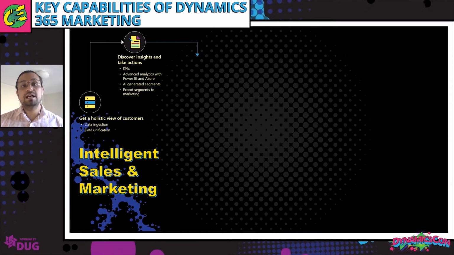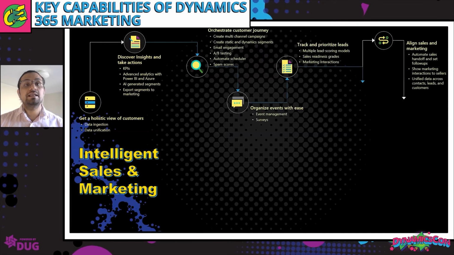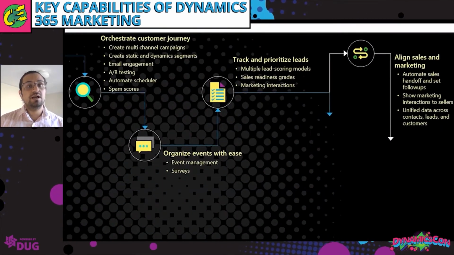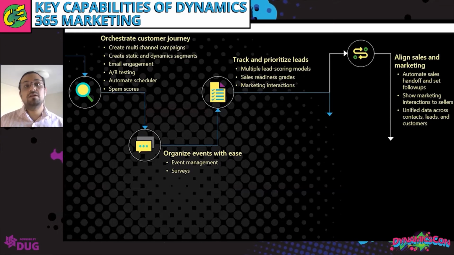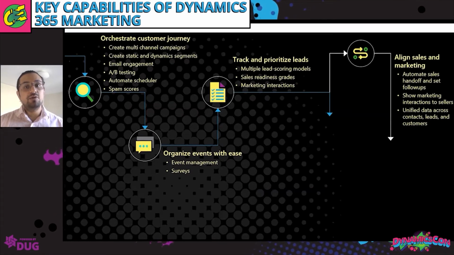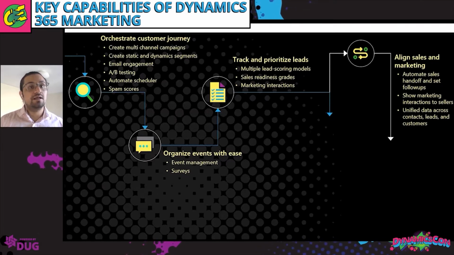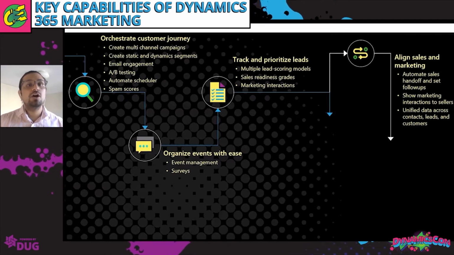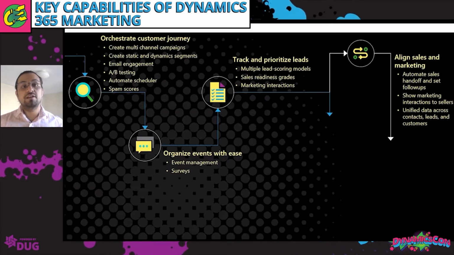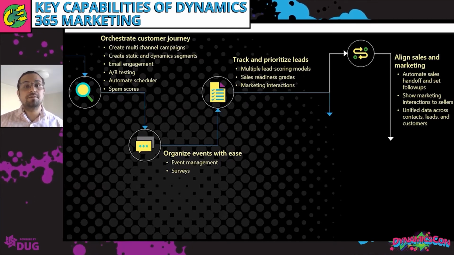Next, what do you do with the data you get from CI? You feed the data into marketing. So you have an orchestrated customer journey. As I mentioned, multiple-channel marketing campaigns, dynamic and static segmentation, email engagement, spam scoring, and different other things. You feed this data into marketing and run a campaign on the customer based on the information you get from various sources of data.